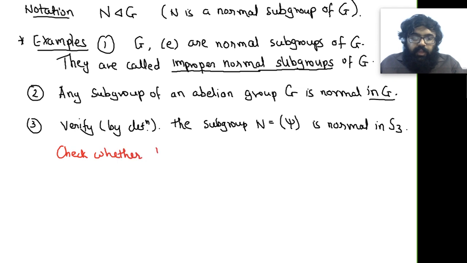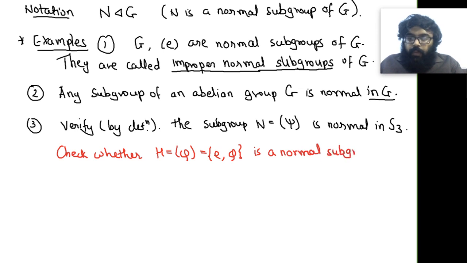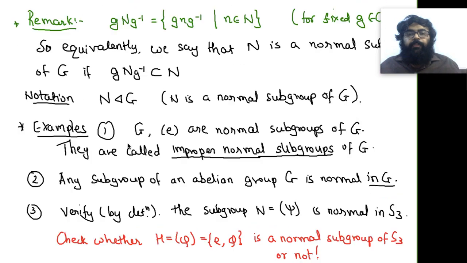Which subgroup will we check? H equals the subgroup generated by phi, which is nothing but E phi. Check whether this is a normal subgroup of G. These two things I leave you for verification.